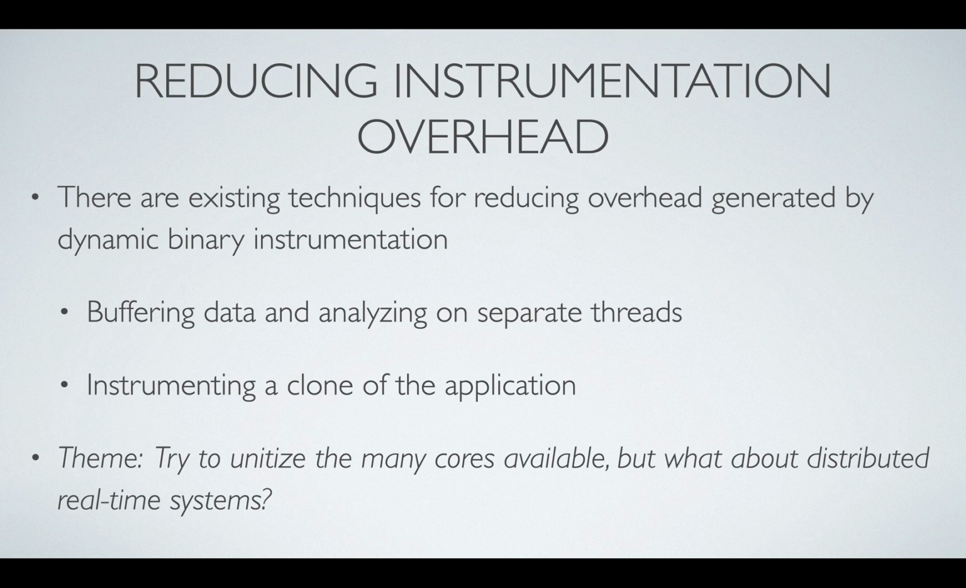A lot of those deal with data buffering and analyzing it on a separate thread, buffering and doing post-mortem analysis, or dumping the data to your local disk at well-defined intervals. Some people have even looked at how you can clone an application and run both in parallel, running the real-time version and a clone of the application, and instrumenting the data that way to reduce the overhead. One recurring theme is that they're trying to use whatever cores they have available to reduce instrumentation overhead.